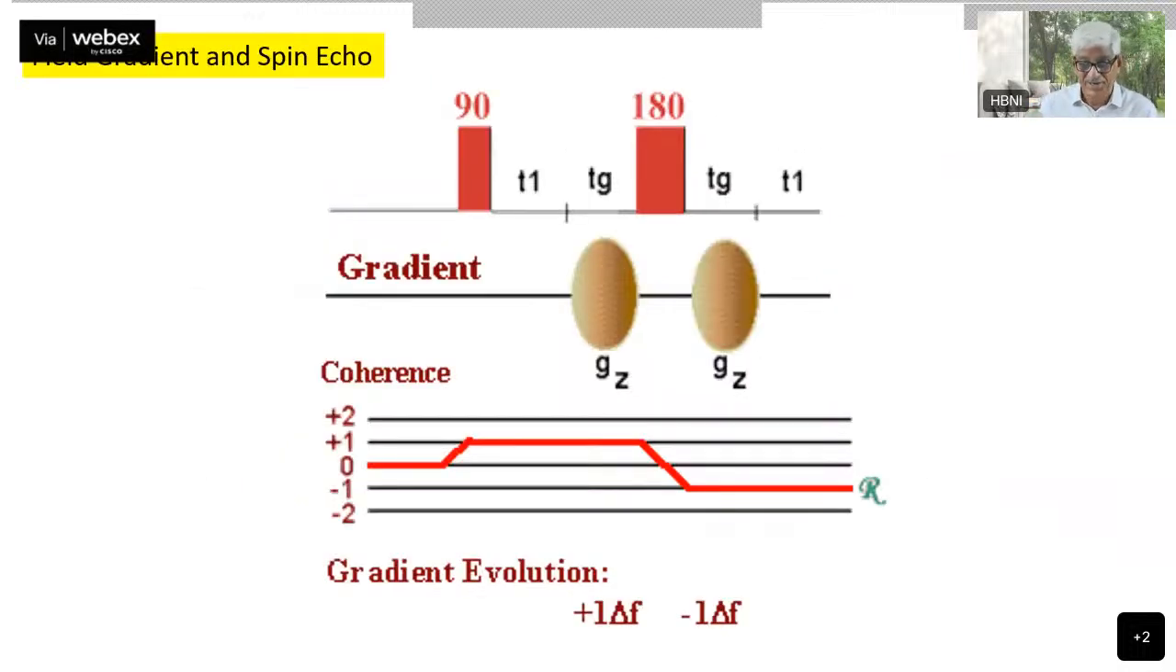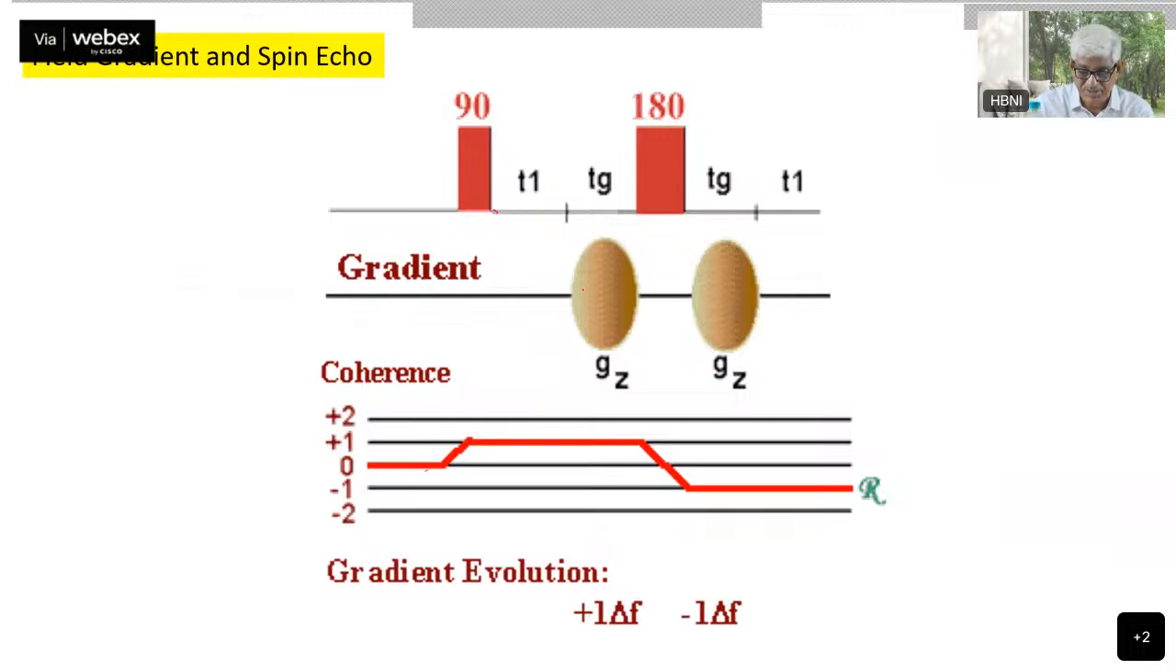This is exactly indicated here. So this is the field gradient and spin echo. So you can do this. So shown here, this is the coherence order 0 means Z magnetization. You go into single quantum coherence here, that is at this point, and then it continues.